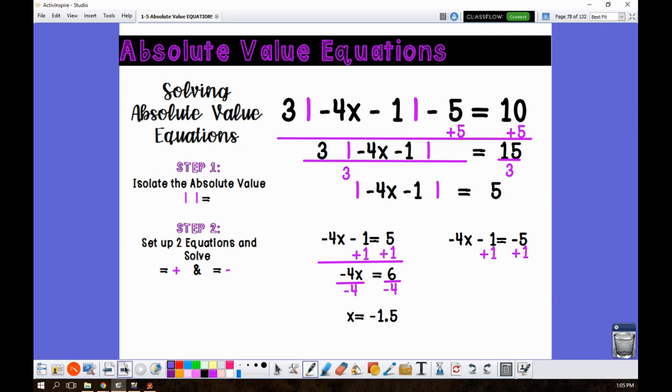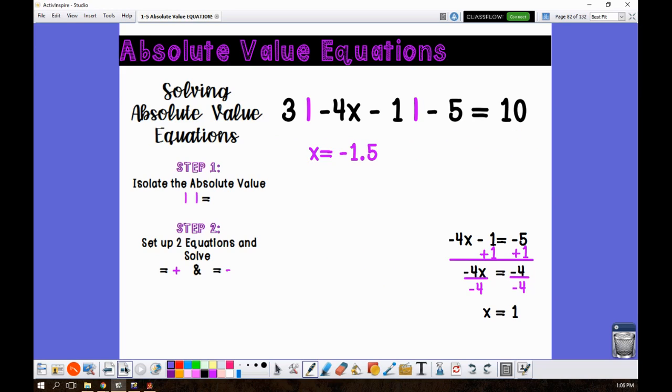Other equation, add 1 to both sides. That gives me negative 4x is equal to negative 4. Divide by negative 4 on both sides, and now I have x is equal to 1. But we have to go back. Oh, and I have these 2 answers here. But are they true? Do they work?